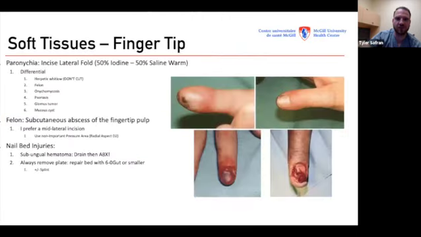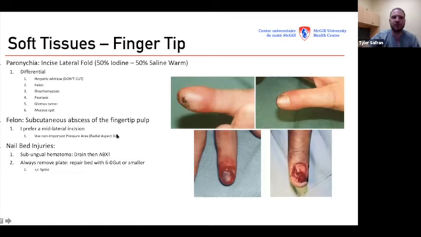Quickly, for fingertips, for paronychia, I incise the lateral fold. I get them to soak in 50% iodine, 50% warm saline. Always rule out herpetic whitlow. You don't want to cut into that. I saw one the other week, and it was quite interesting actually. They almost cut into it in the community, but then they sent it to us, remembering that they don't. So it was really good.